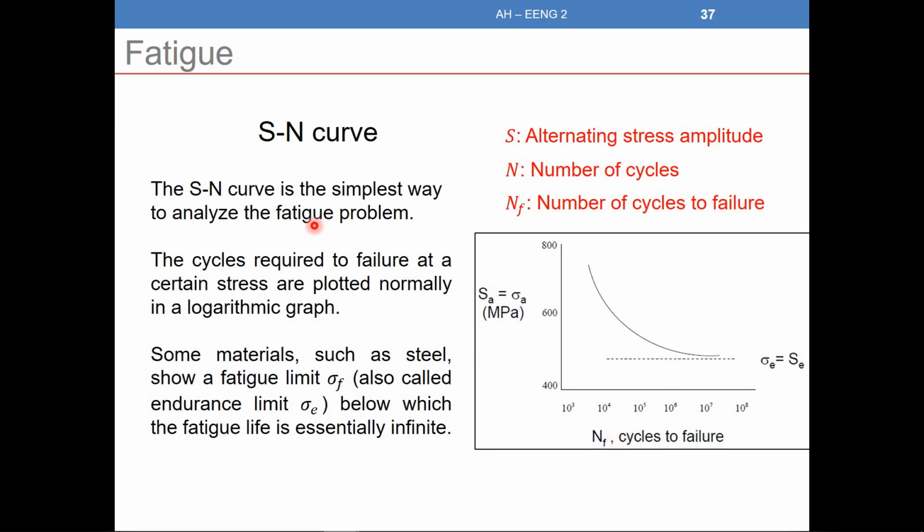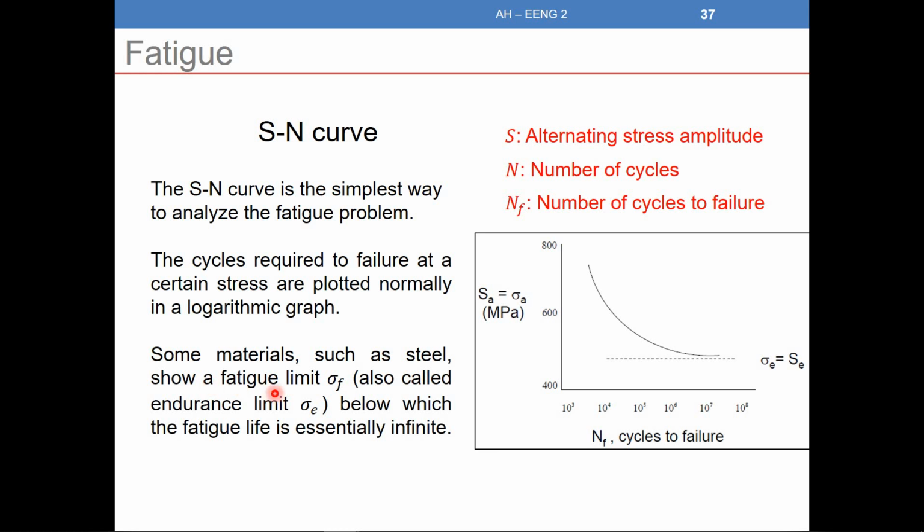So let's read. The SN curve is the simplest way to analyze the fatigue problem. What's the fatigue problem? We have a stress, as we said in the previous slide, and we are alternating it. We have the stress amplitude, the maximum stress minus the mean value. For each stress amplitude, we take a specimen and calculate the number of cycles needed to have failure. Here it says that the cycles required for failure at a certain stress are normally plotted on a logarithmic graph.